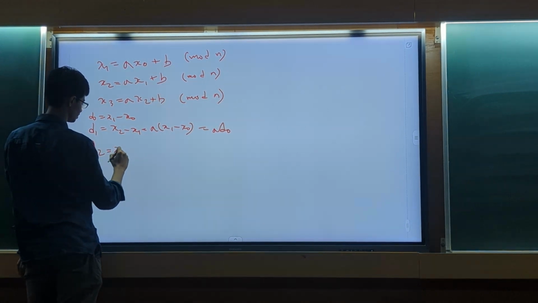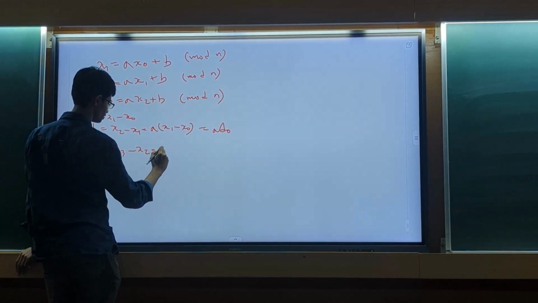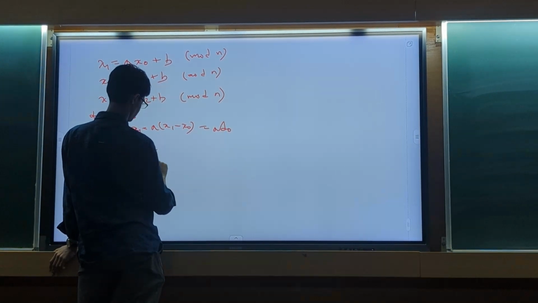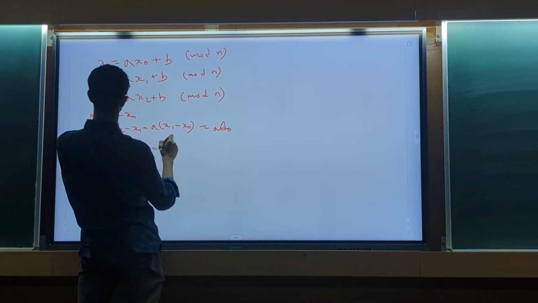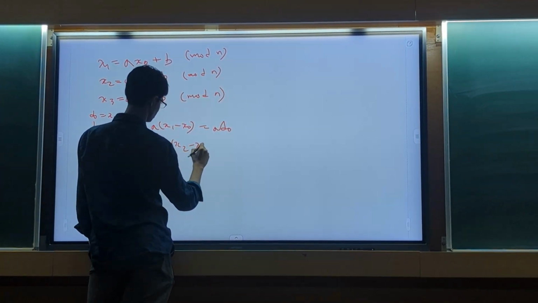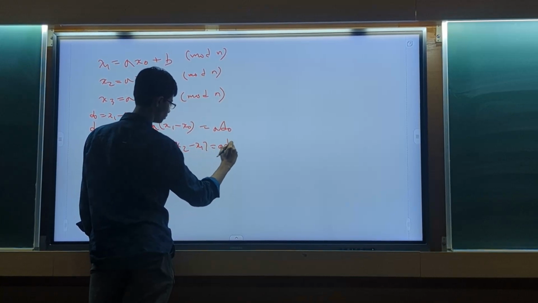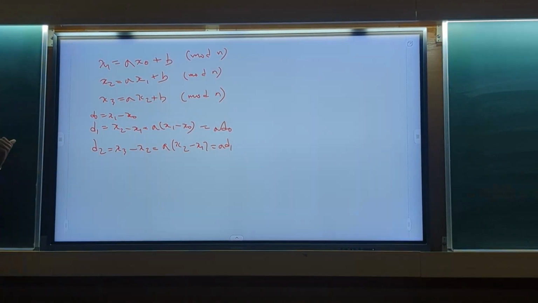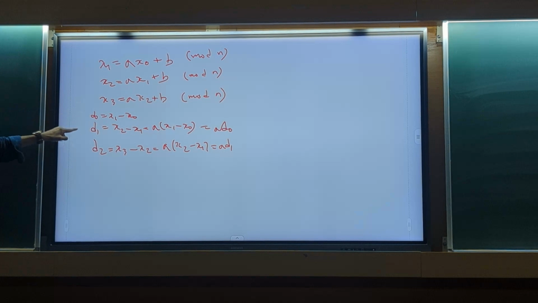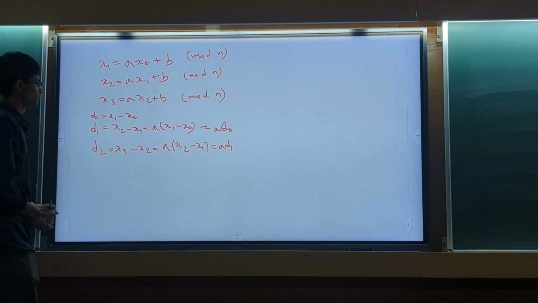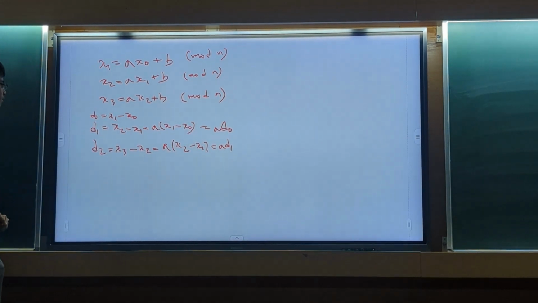D2 is, let's say, x3 minus x2, which is a(x2 minus x1), which is nothing but a D1. So in particular, D(n+1) will be a Dn, right? Everyone can see that? Yeah, it's a geometric progression. And you can calculate the values of d0, d1, d2, d3 because you know the x's. Great. And we don't know the value of a though, but okay.